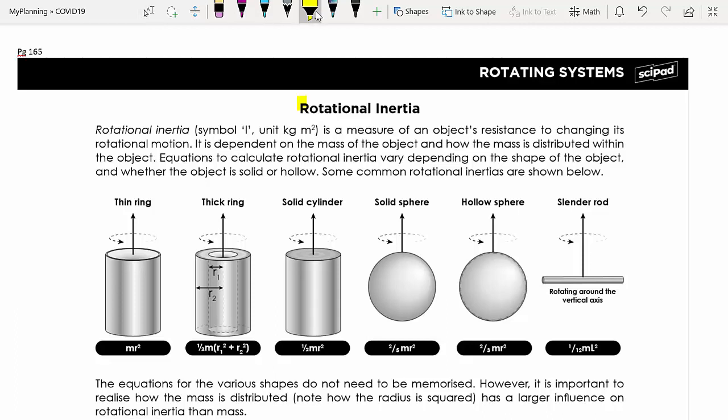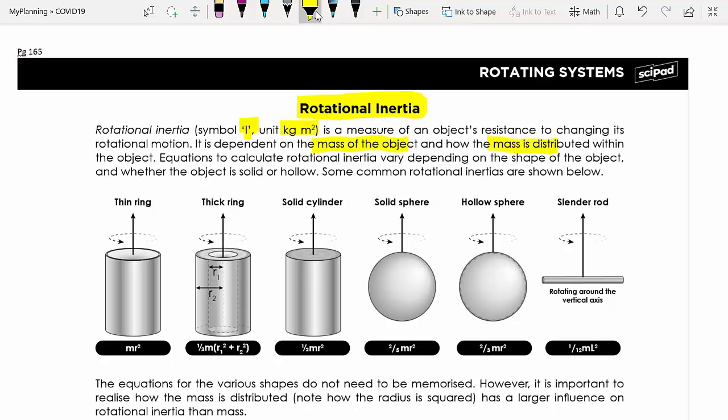SciPAD, page 165, looking at this very central and important idea, rotational inertia. Symbol I, measured in kg meters squared, is a measure of an object's resistance to the change in rotational motion. Just like linear inertia, mass, resistance to change, rotational inertia is exactly the same.